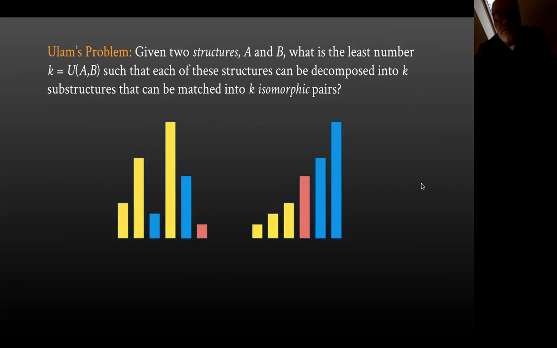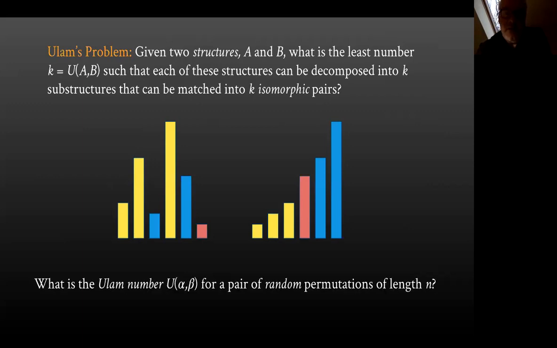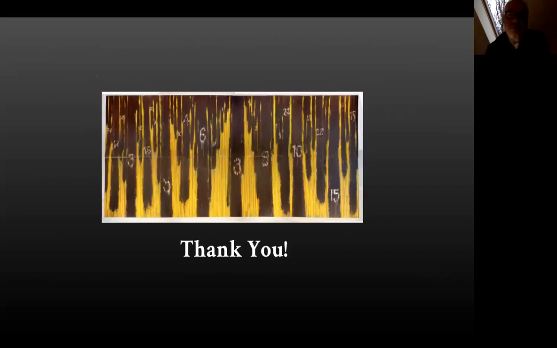So every pair of permutations has such a number. Of course, if one permutation is increasing and another is decreasing, then this number will be equal to the length of the permutation. But we would like to know what happens on average. When we pick a random pair of permutations, what is the expected value of such a number? Okay, I think that's it. Thank you.